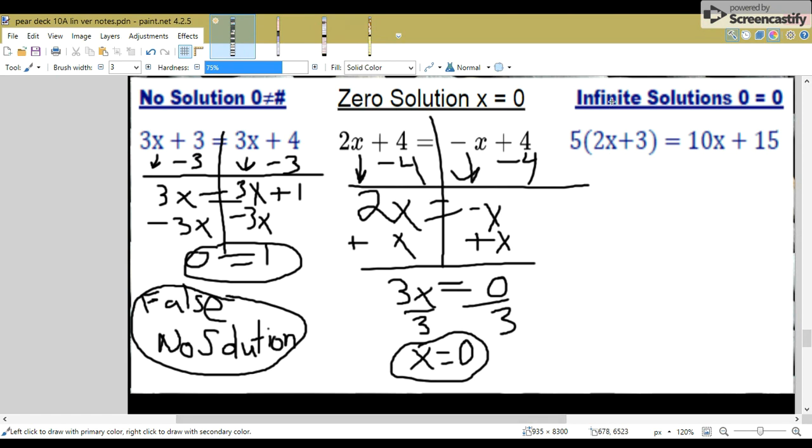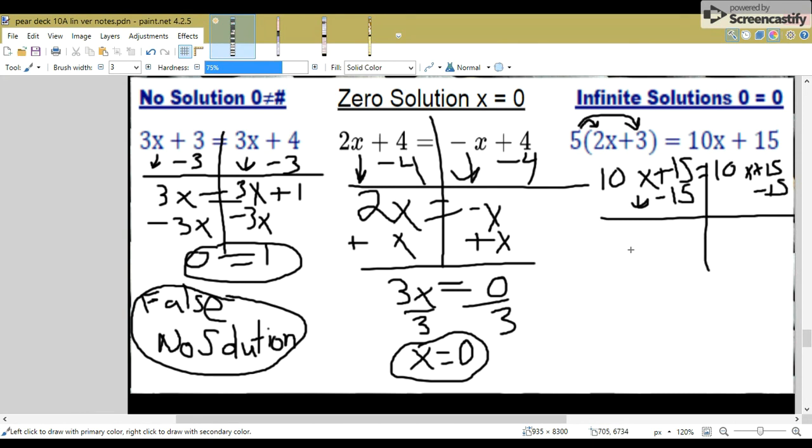And let's look at our other case, infinite solutions, all real numbers. 5 times the quantity 2x plus 3 equals 10x plus 15. Well, first, let's distribute that 5, multiply each term by 5. 5 times 2x is 10x. 5 times 3 is 15. So 10x plus 15 equals 10x plus 15. Well, we already have a true statement here, but let's continue until we get 0 equals 0. Subtract 15 from each side of the equal sign.